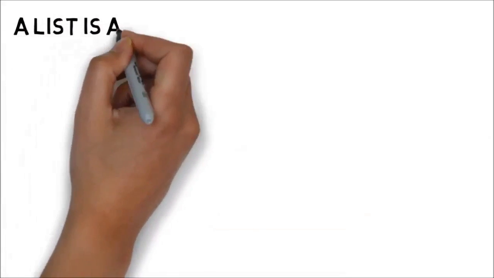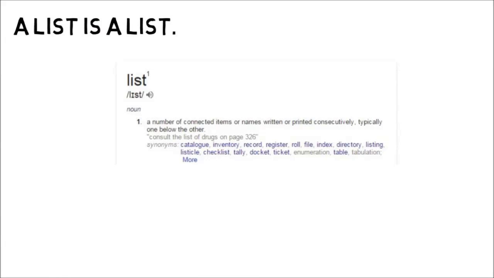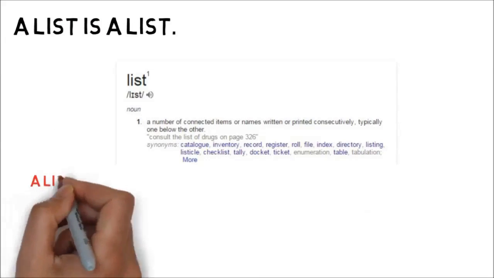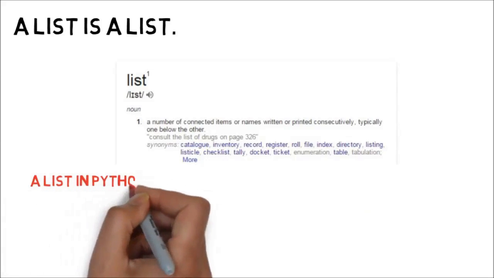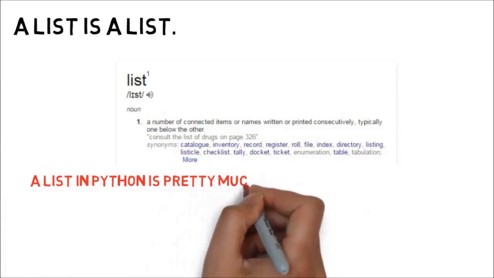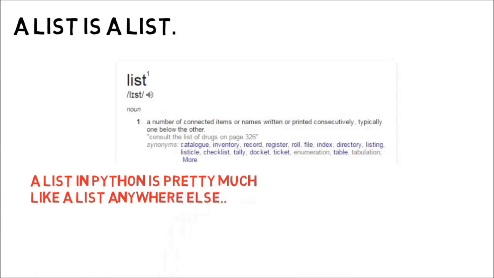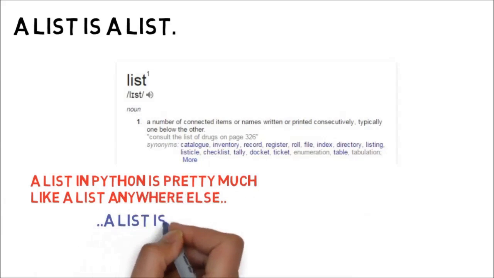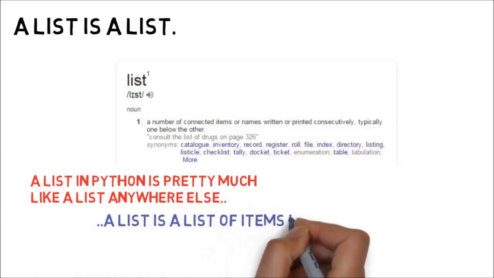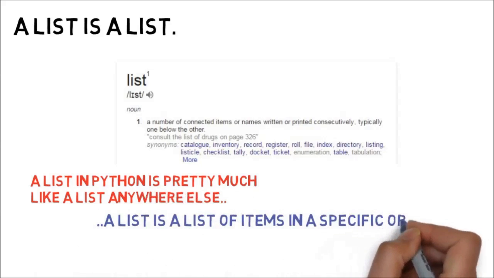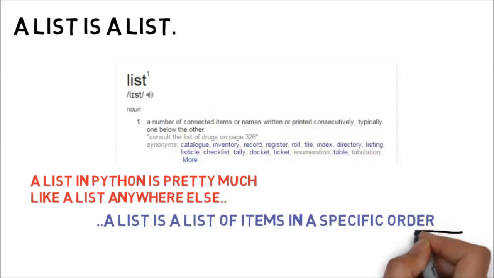Let's talk about lists. A list is just as the name implies. It is a list. Any list, like a list of names, a list of numbers, a list in Python is pretty much like any other list. It is basically a collection of items which have an order so that you know what is the first element in the list, what is the second element in the list, and so on.